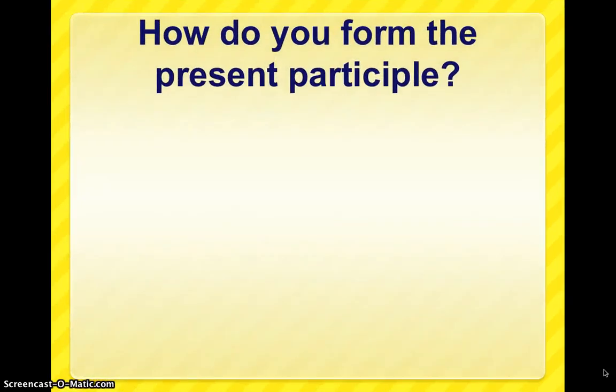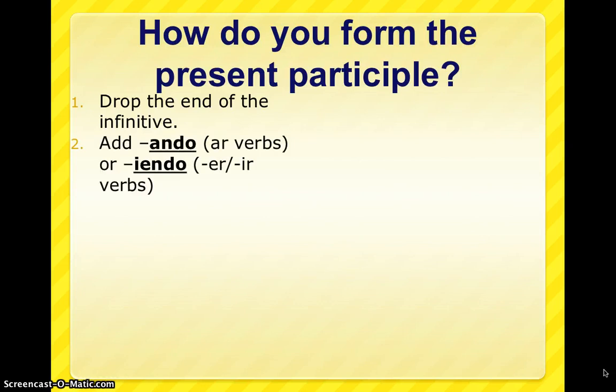How do you form the present participle? So the first step, we drop the end of the infinitive. So we take off that -AR, -ER, or -IR. And then, if we have an -AR verb, we're going to add -ando. And if we have an -ER or -IR verb, we add -iendo. So it doesn't matter who we're talking about, we add -ando or -iendo to form the present participle.